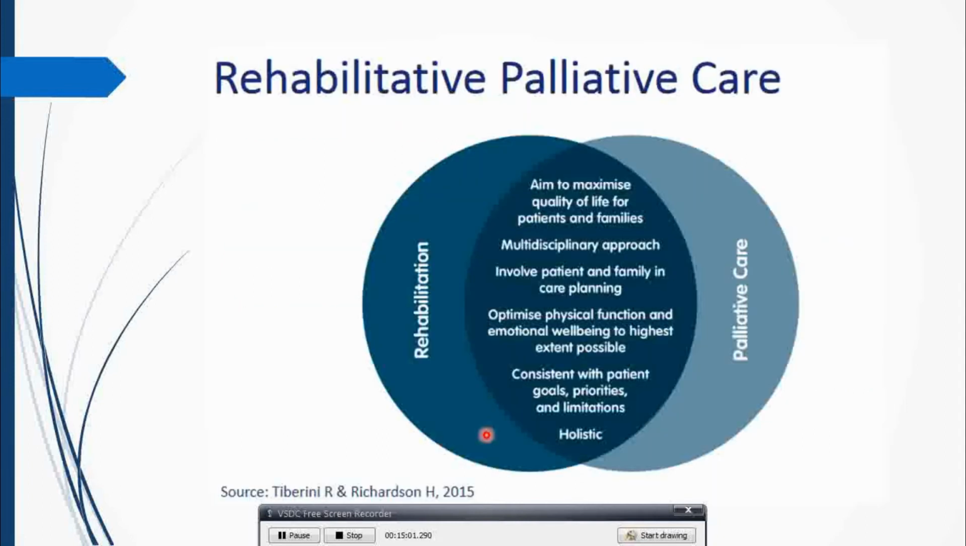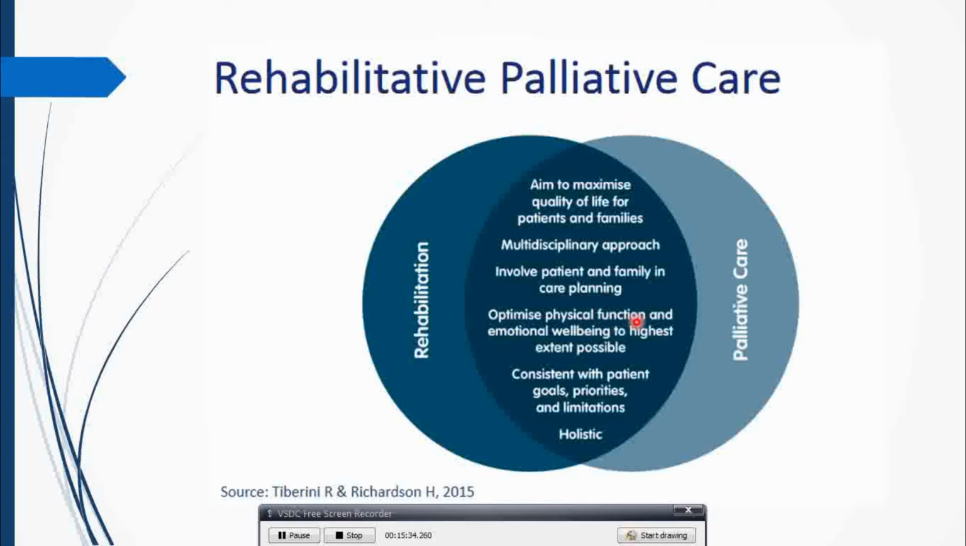Itu dipanggil palliative rehabilitation. So the aim is to maximize quality of life for patients and families. Multidisciplinary approach involving patient and family in care planning. Dia tak jadi kalau patient saja, tapi families pun kena terlibat juga dalam program rehabilitation. Optimize physical function and emotional well-being to the highest extent possible.